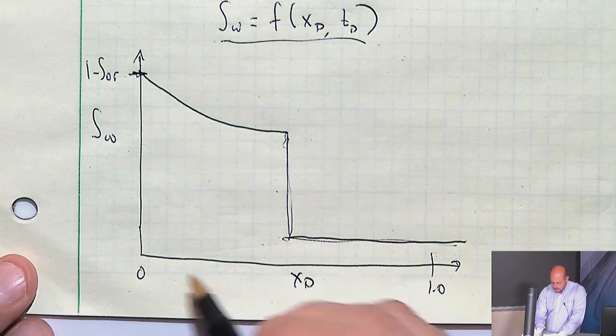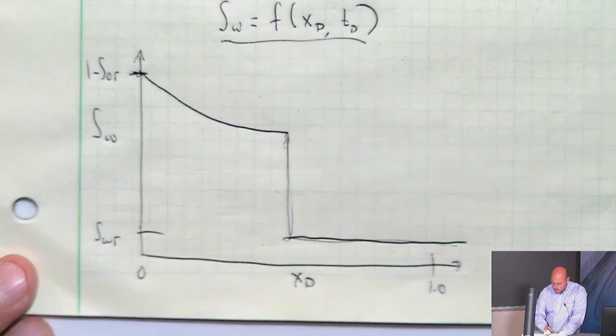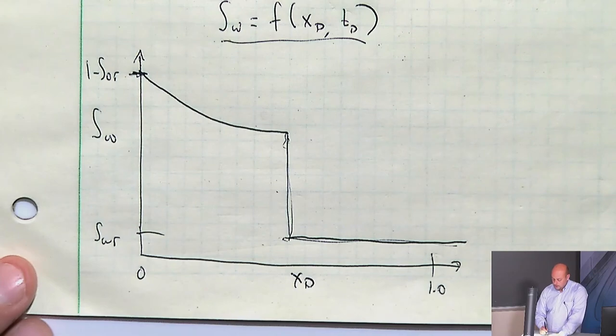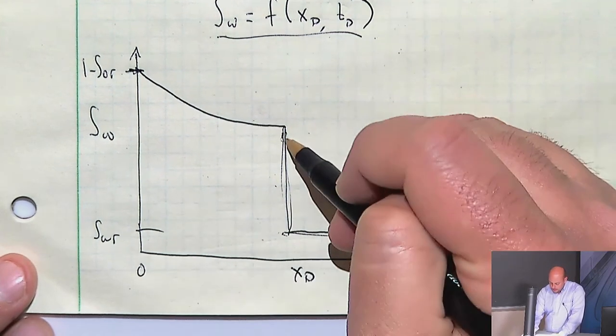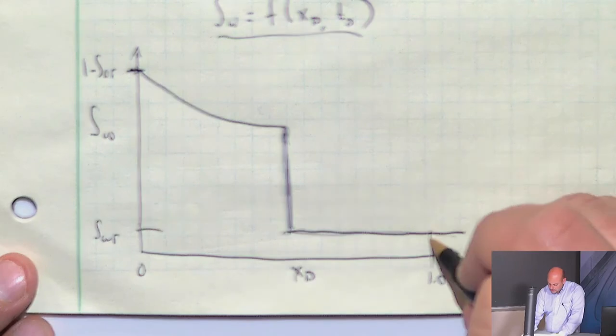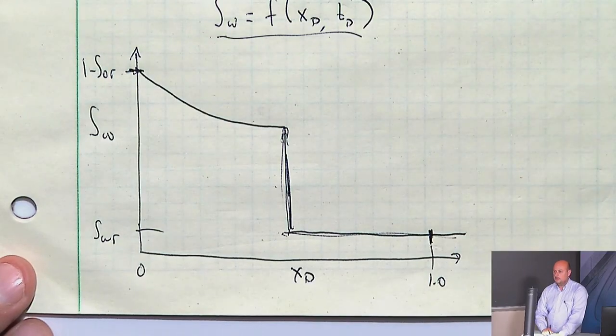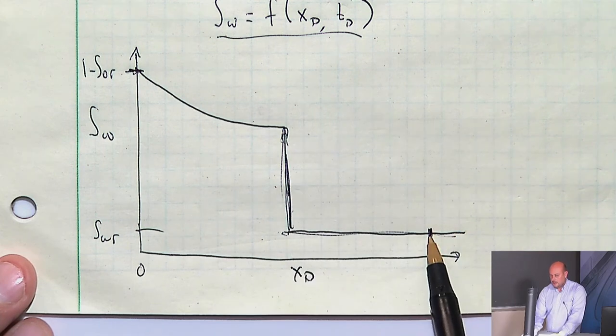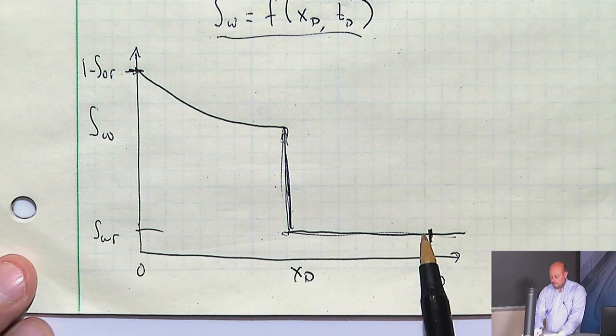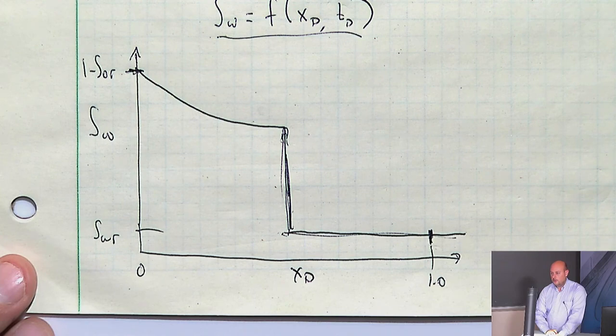And then after that, the water saturation is just the immobile water saturation. So what that means is until this shock front reaches the producer here at x equals 1, you're going to produce all oil. Once that shock front reaches there, then all of a sudden you produce water, and actually a lot of it.